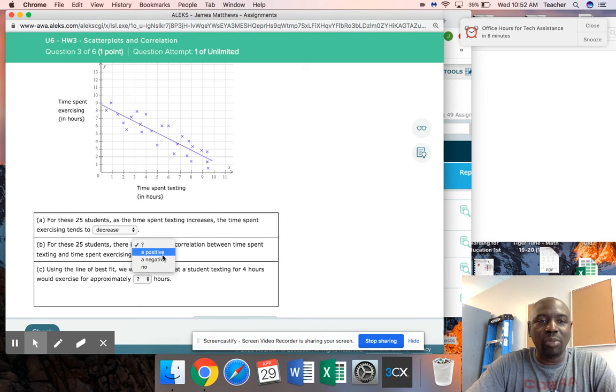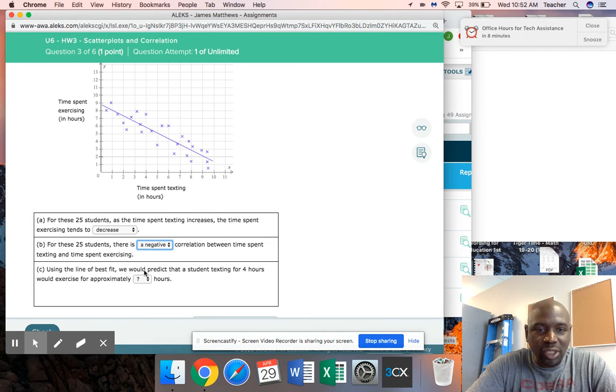I'm looking for either positive, negative, or no correlation, no relationship. Well, again, we've already established that that is negative. Now, if I were to use a line of best fit to predict, that's the key here. You don't predict from the scatter plot, but you can predict from the line of best fit. That a student texting for 4 hours would exercise approximately how many hours?